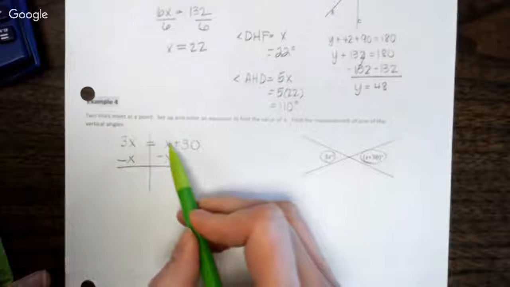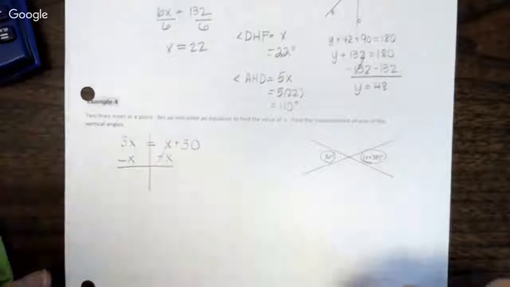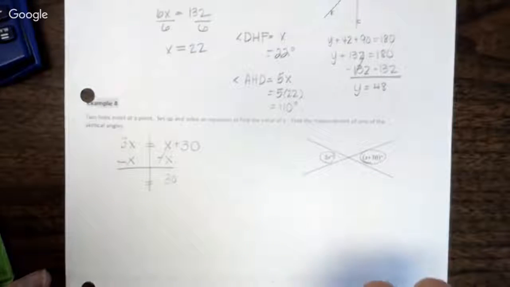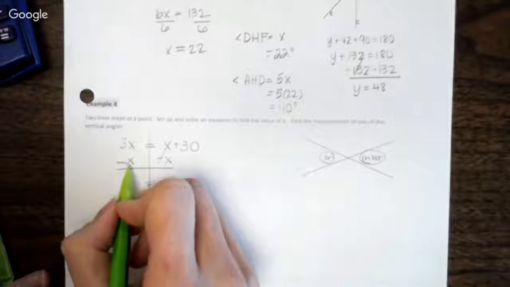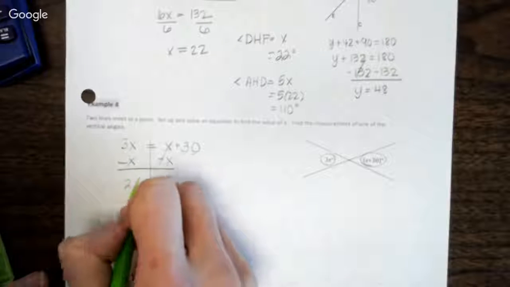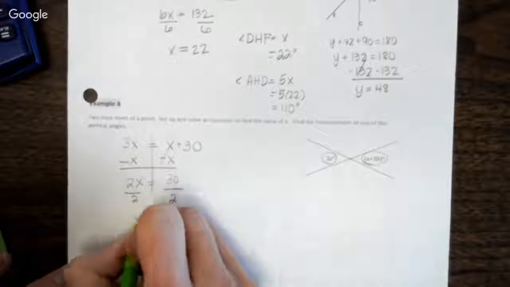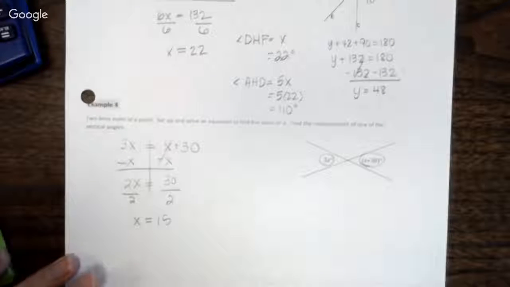Why am I going to subtract? x minus x is 0, so that cancels out. And 30 is the only thing left, or 0 plus 30 is 30. 3x minus x is 2x. So you're going to divide both sides by 2, so x is equal to 15.